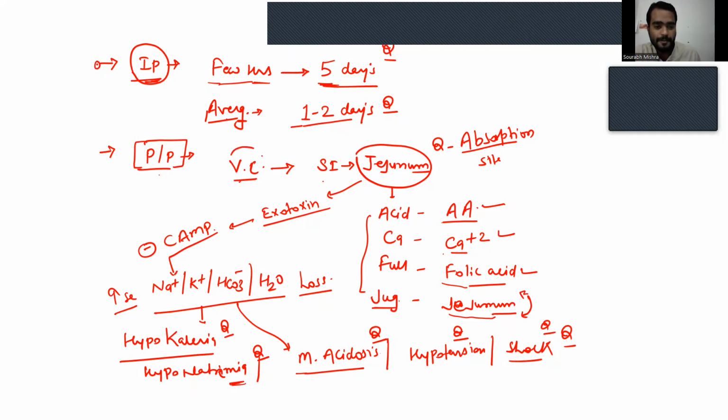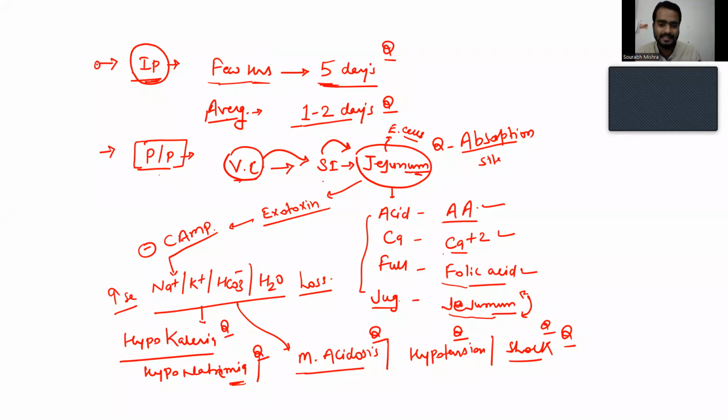Vibrio cholerae bacteria act on the small intestine, especially the jejunum part, and its epithelial cells. Before going to discuss the pathophysiology part, I want to tell you something regarding the jejunum, because our jejunum, part of the small intestine, is a major site for the absorption of many different types of minerals, acids, like that.